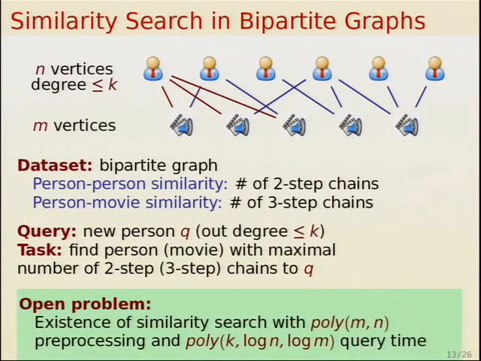And I have clear constraints. I allow any polynomial preprocessing time for the bipartite graph. And for the query, I allow only polynomial in K, in the degree, and in log n and log m. And this is an open problem. So I think it's somewhat relevant to these practical problems I announced on the first slide. And it's very interesting from the mathematical side because it's very simply formulated.